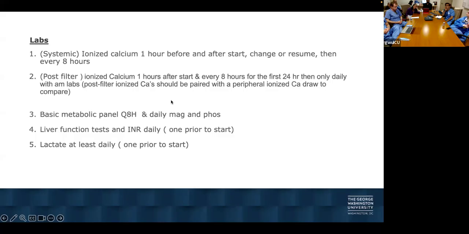So, sorry, are you doing systemic and post filter to compare? Correct. Okay, got it. Every time you do post filter, you have to pair it with ionized calcium, so you have to interpret it right. If you want to do one, you should do the whole set. If you are concerned that you're not achieving your goal, that the filter is clotting, that's the time when you check post filter. But with that, you should also check ionized calcium and BMB to have an understanding of the situation.